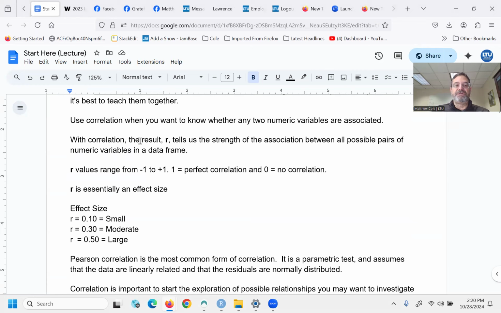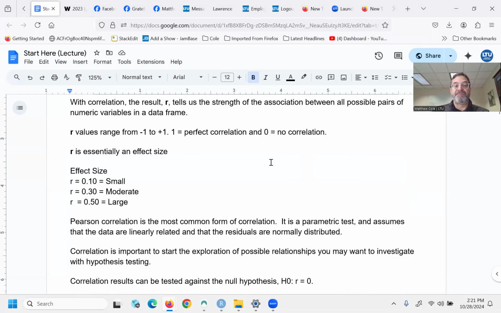With correlation, the result, the parameter called R, tells us the strength of the association between all possible pairs of numeric variables in a data frame. R, which is the correlation coefficient, ranges from -1 to +1, where 1, regardless of whether it's negative or positive, refers to a perfect correlation, and 0 is no correlation.